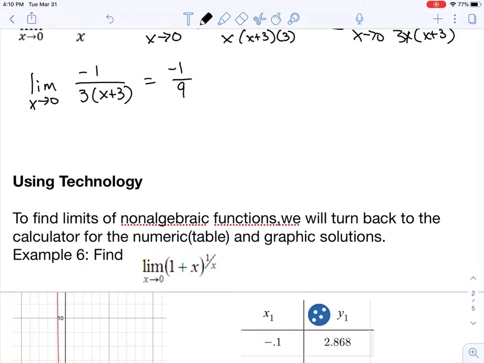And if you guys would have a look at the graph and have a look at the table in your calculators for this and just make numbers very close to 0 and see what you get. Pause here.